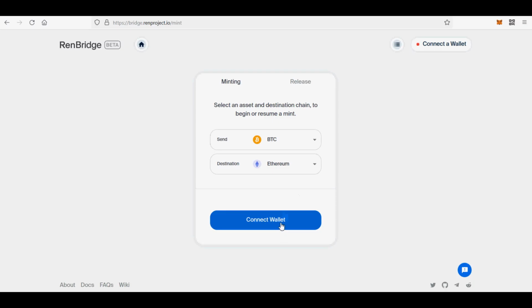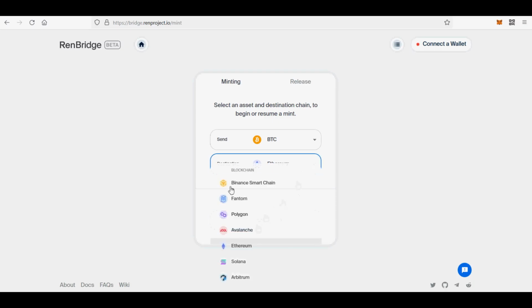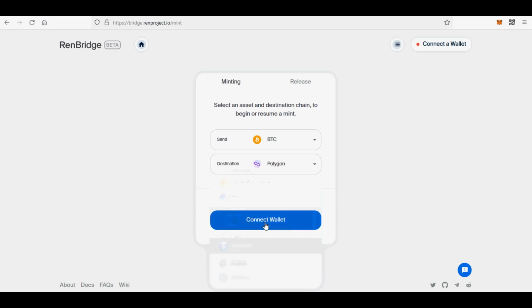I will teach you how to use RenBridge to convert BTC, BCH, ZEC, DOGE, FIL, LUNA tokens into Polygon, Arbitrum, Solana, Avalanche, Fantom, Binance Smart Chain networks without paying outrageous withdrawal fees and conversion fees.